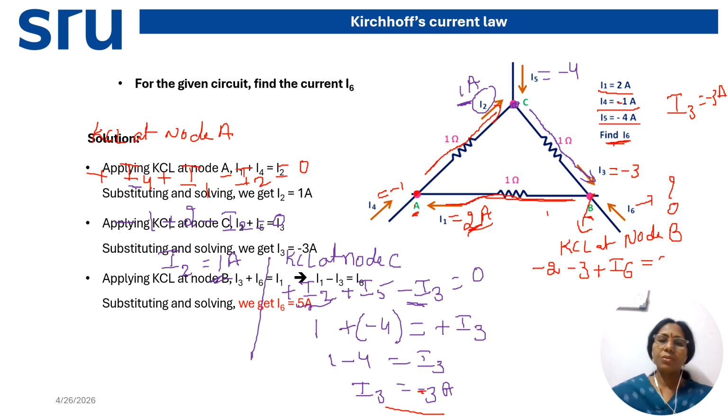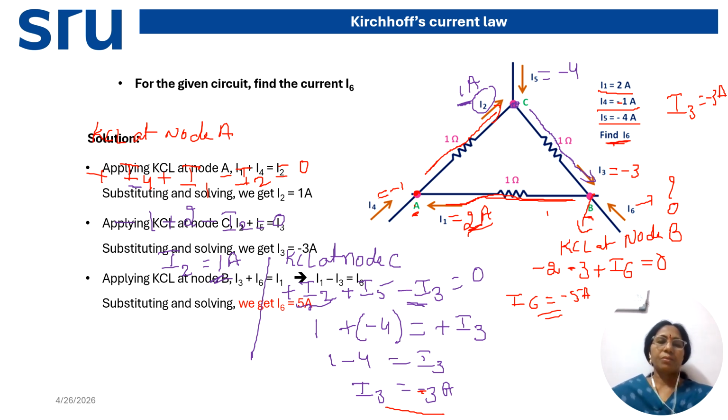I6 equals to 0, 3 branch currents. So the I3 magnitude itself is minus 3. Though it is plus I3, the I3 magnitude itself is minus, so plus of minus 3 is minus 3. Is it right? So now from this, what is your I6 value? I6 equals to minus 5 ampere. So like this you have to solve your network using basic Kirchhoff's current law at a particular node. If 4 branches are there in the network and you know 3 branch currents, by applying KCL the 4th branch current can be found.